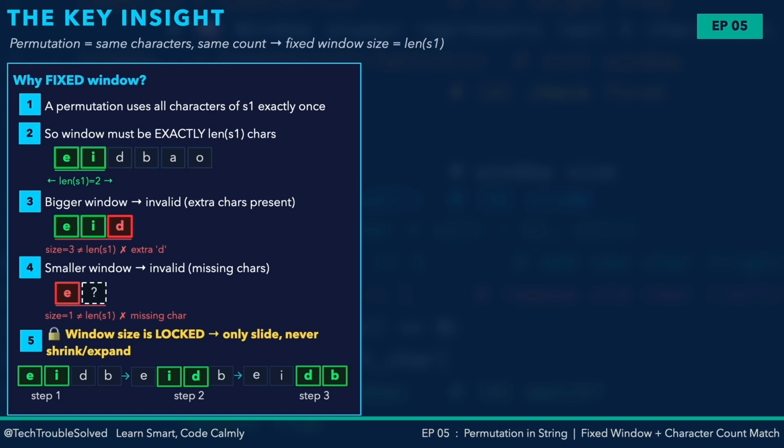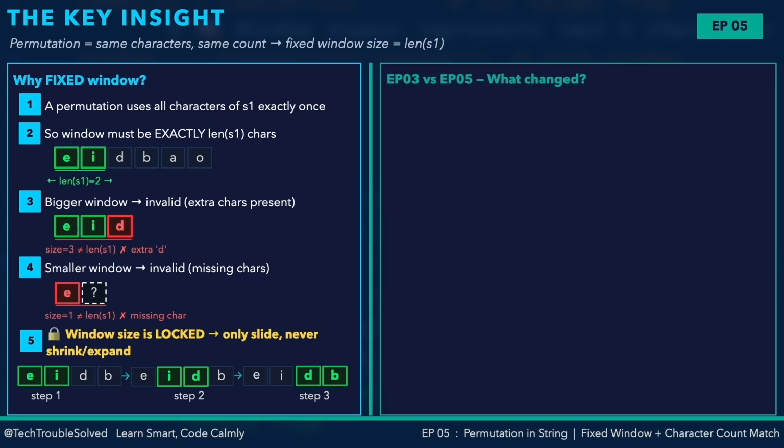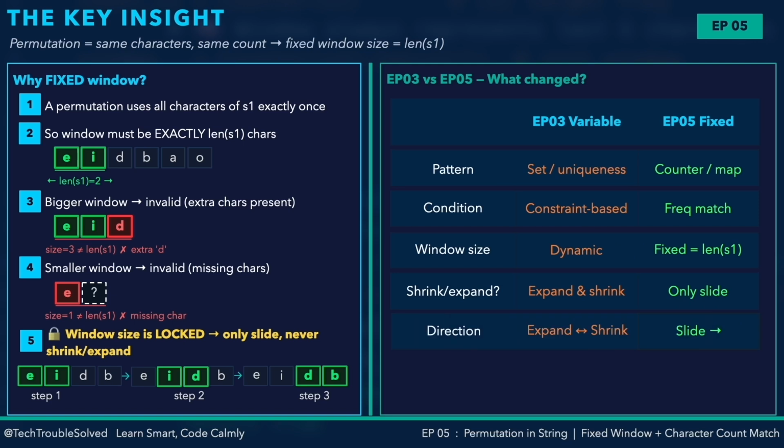So how is this different from episode 3? In episode 3, longest substring without repeating characters, the window was variable. It expanded when a new unique character came in. It shrank when a duplicate appeared. The size was always changing. Here, the size is fixed from the start. There is no expanding, no shrinking, just sliding.